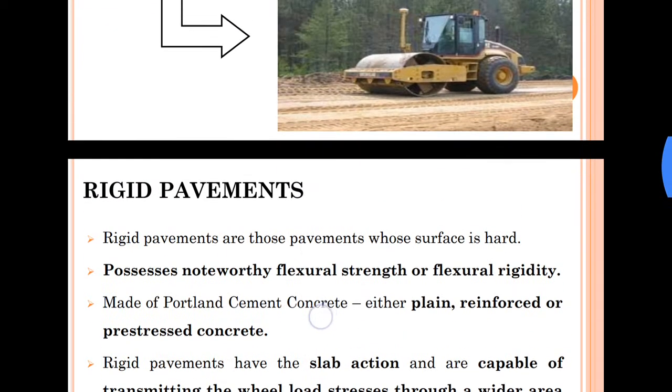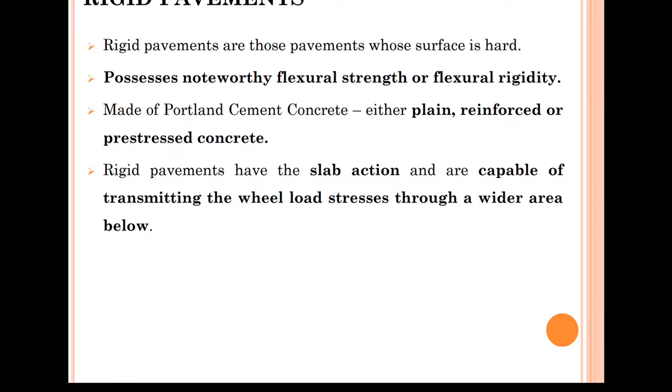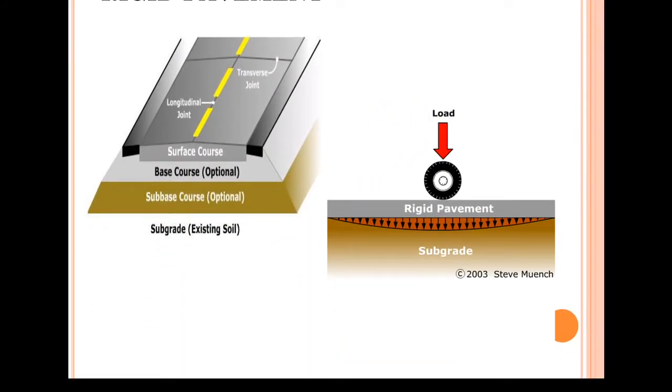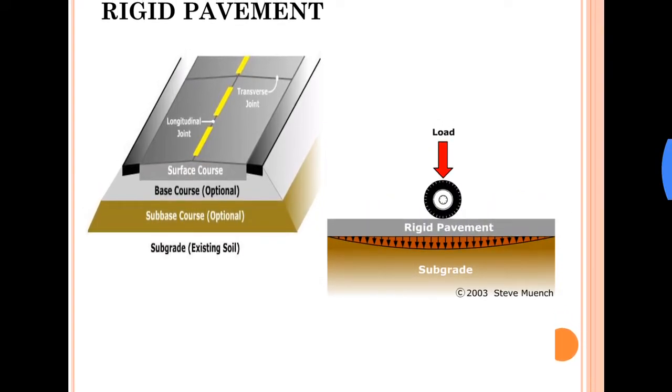In the case of flexible pavements, we observed that the load transfer was grain to grain. But here in the case of rigid pavements, the load transfer is through slab action. The load is transmitted through the area of the slab.